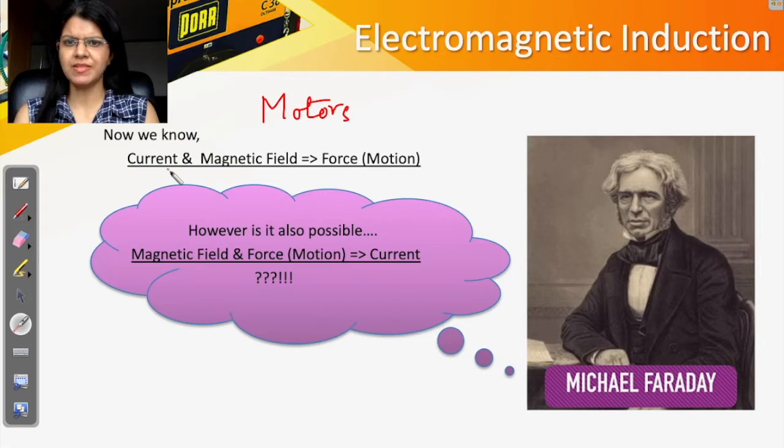However, is it also possible that you have a magnetic field and you move the conductor in the magnetic field? Is it possible that this combination can create current? So that was a question that came for the first time in the mind of Sir Michael Faraday. Sir Michael Faraday is a very great scientist, and we must be thankful to him for inventing AC generators, which is a source of current for our cities, for our homes, on which the various devices run, which makes our life so comfortable. All right.